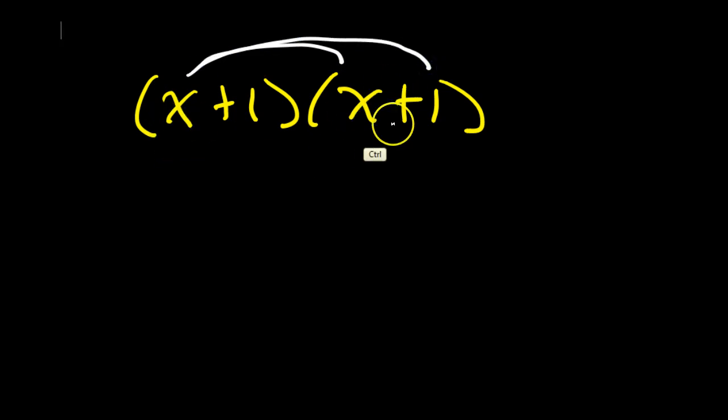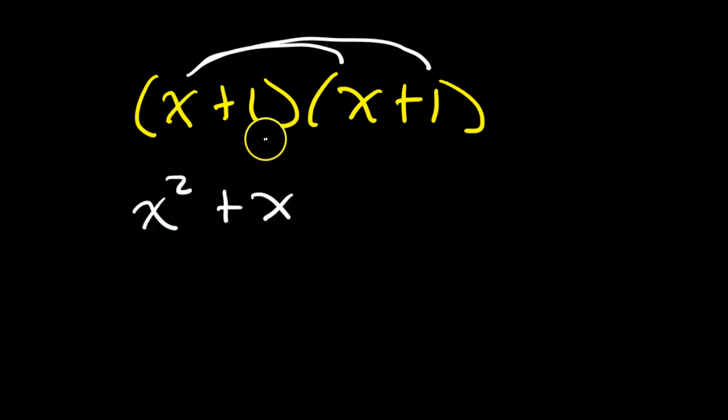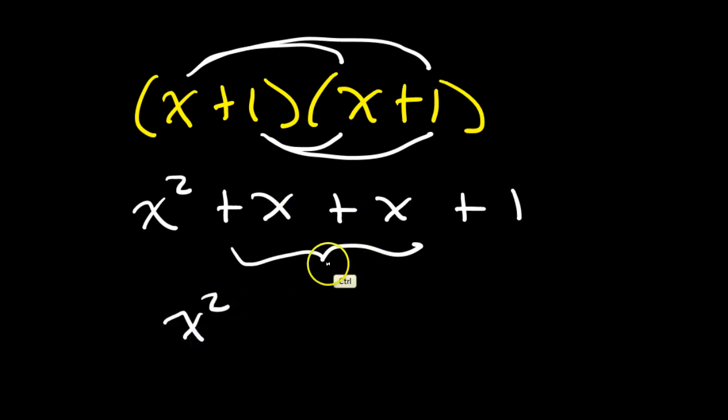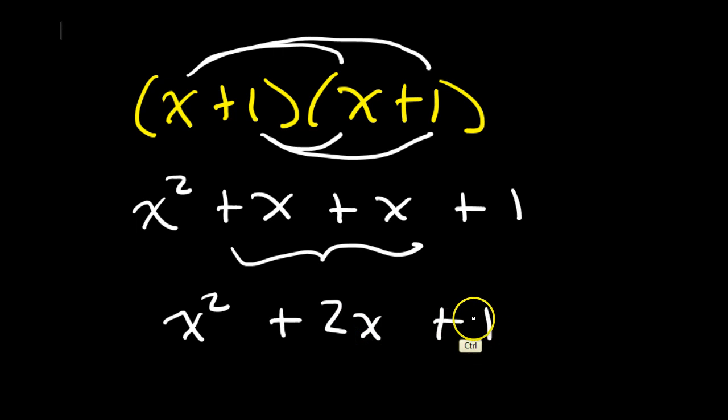So first I would multiply x times everything. X times x is x squared, and then x times 1 is x. And then I would do the distributive property again with the 1. So 1 times x is x, and 1 times 1 is 1. But then right here we have like terms. So I'm going to bring down the x squared, but x plus x is 2x. And then I have the plus 1.